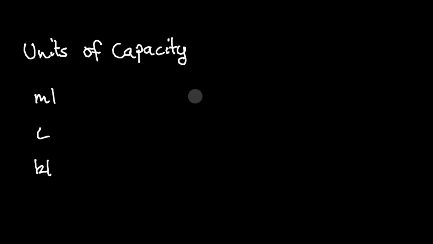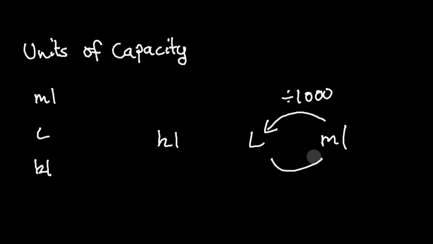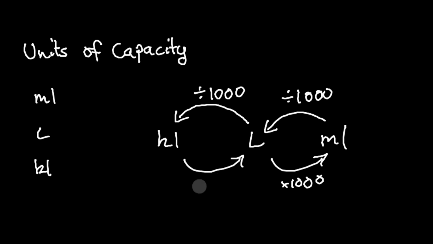Now let's make a chart for units of capacity. So you have milliliters, liters, kiloliters. When going from milliliters to liters, you divide by 1,000. The opposite conversion would be times by 1,000. Liters to kiloliters, also divide by 1,000. And kiloliters to liters, times by 1,000. So that's the chart for units of capacity. These three are the most common units of capacity, and centiliters is pretty uncommon.